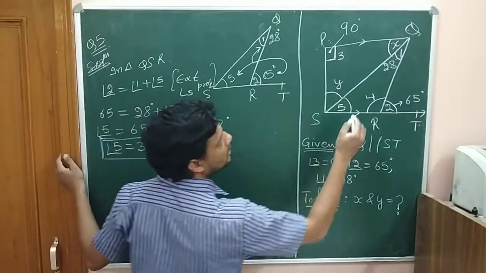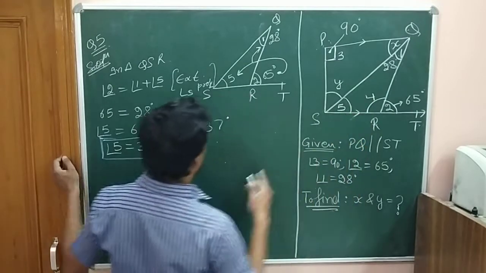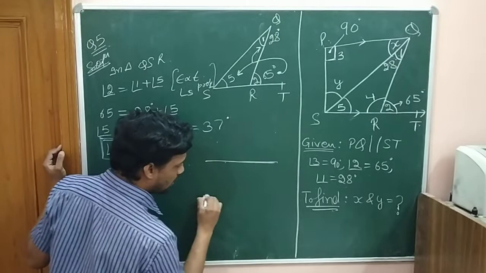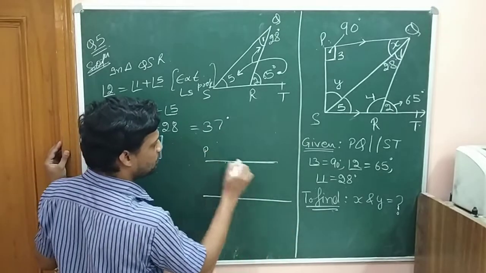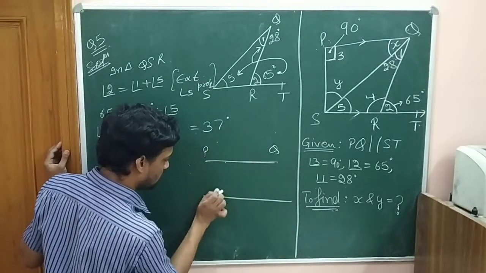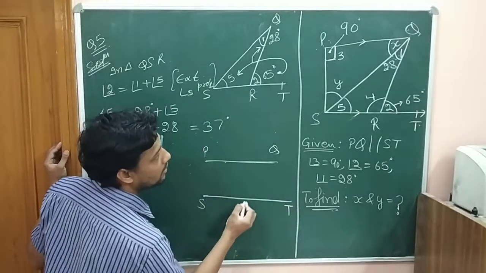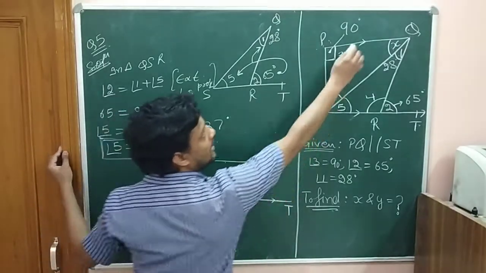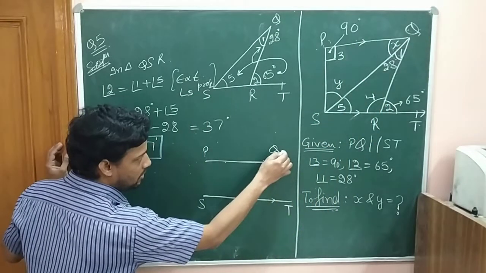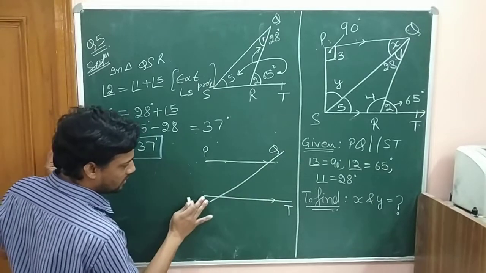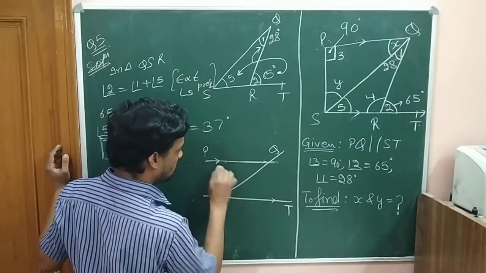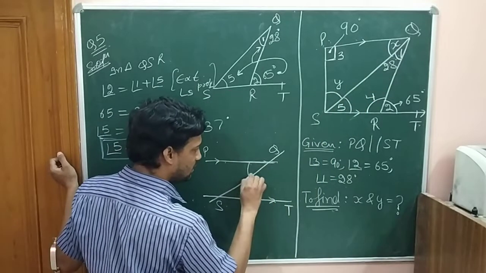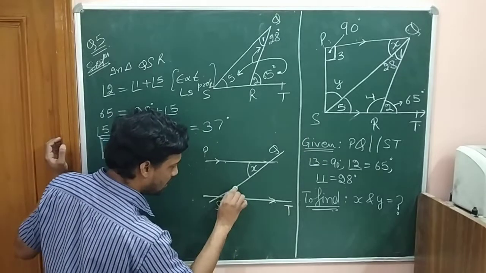Now PQ is parallel to ST. This is PQ, that is ST. Both lines are parallel and QS is a transversal. Here is angle x. Here is angle 5.